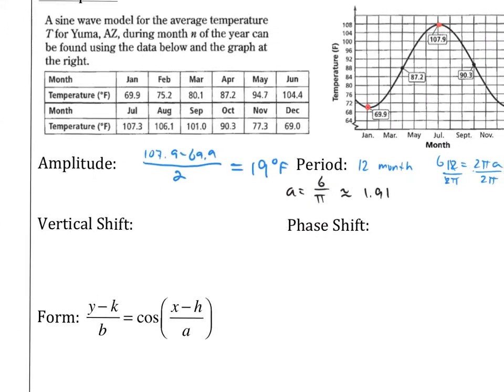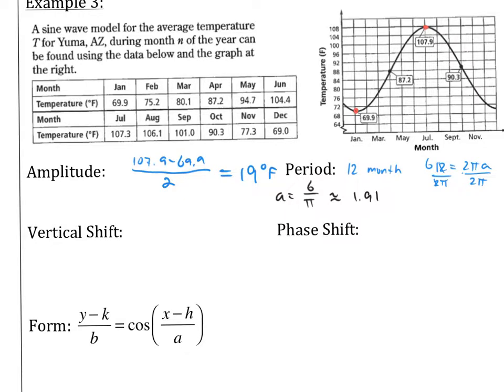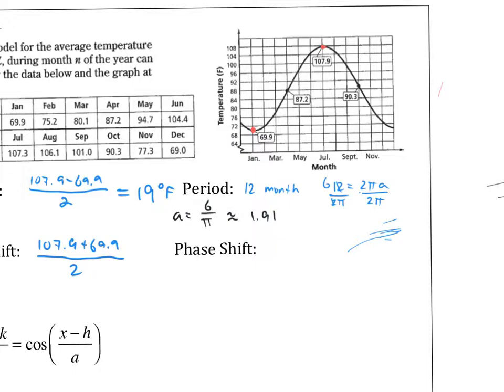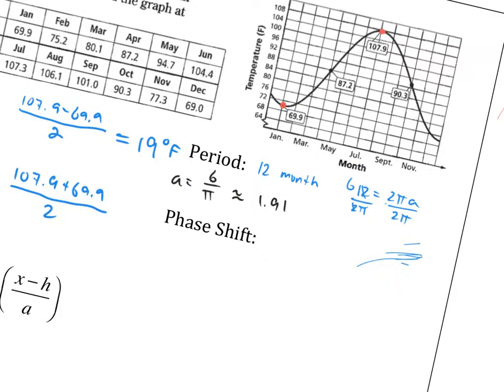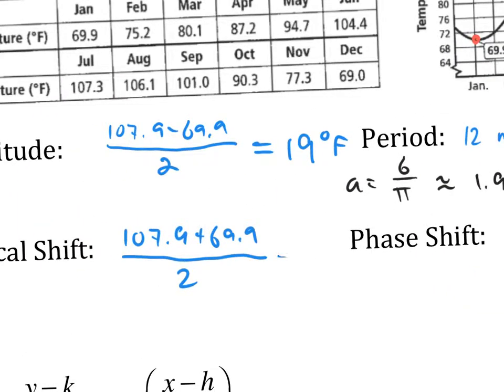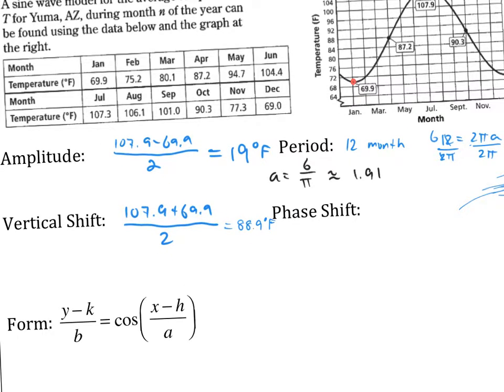Okay, vertical shift. The best way to do that, using my graph numbers, not the other one, is to find the average of the high and the low. So what does this say? If I get 88.9, that means the average temperature is roughly 89 degrees, give or take 19 degrees throughout the year. Throughout the year being the period.